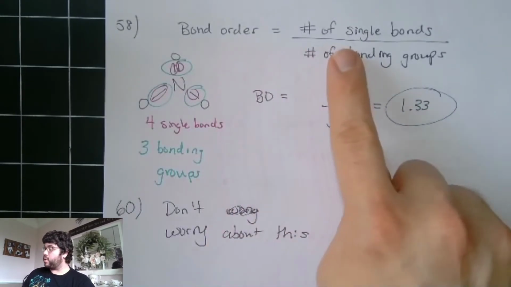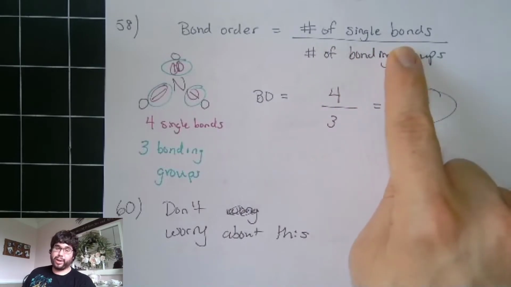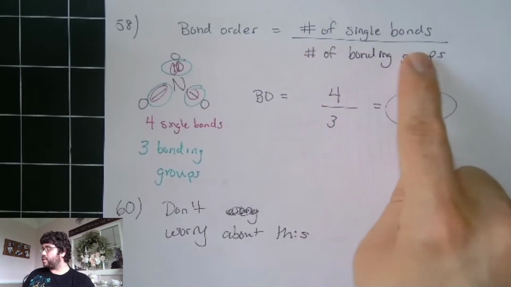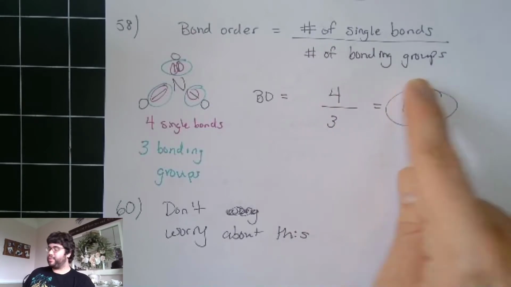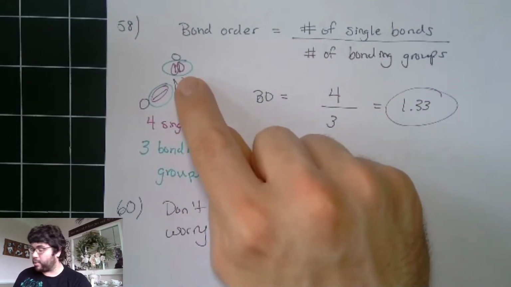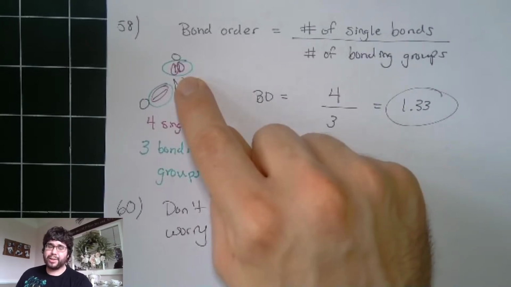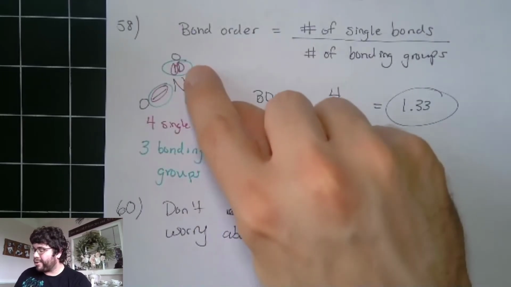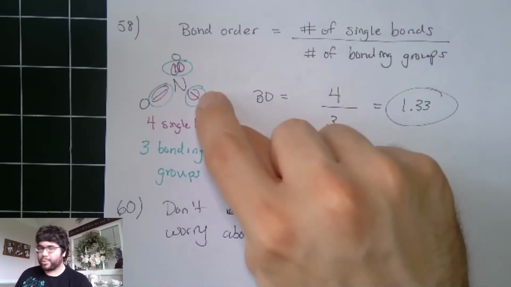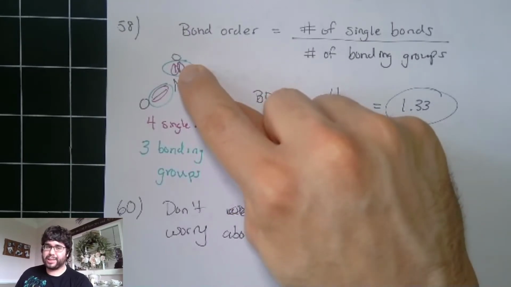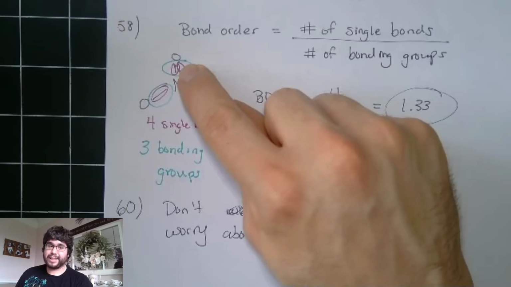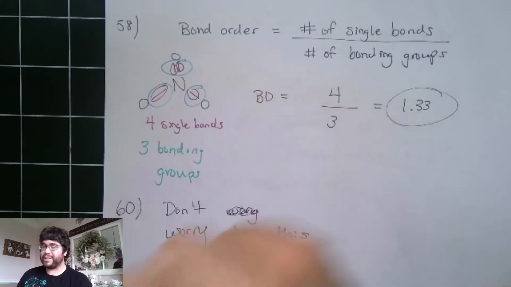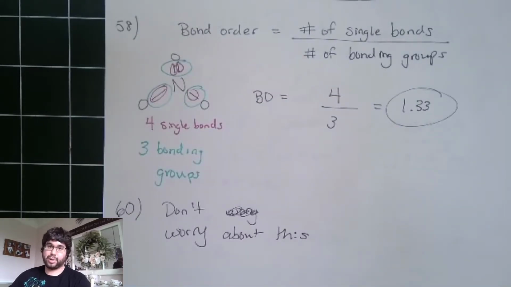It is equal to the number of single bonds, and that's a weird term to use, but the number of single bonds divided by the number of bonding groups. So I've circled this in purple. How many single bonds are in the Lewis dot structure for nitrate? 1, 2, 3, 4. I know that a double bond, you don't say it's 2 single bonds, but for purposes of bond order, yes. So there are 4 single bonds present in the nitrate ion.